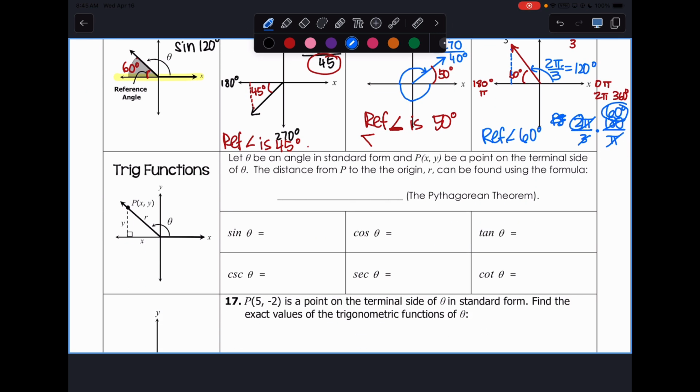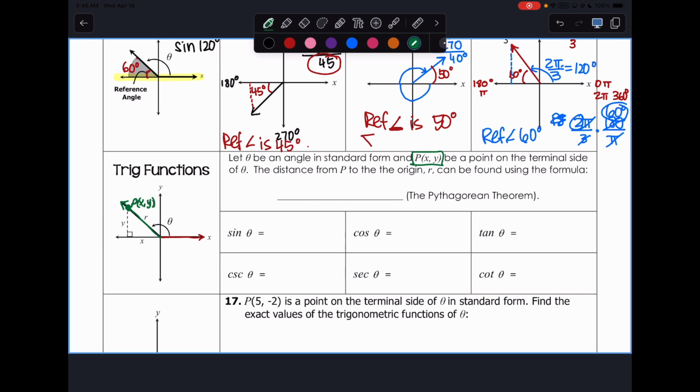Here we go. Trig functions. Let theta be an angle in standard form, and P, the point (x, y), be a point on the terminal side of theta. Okay? So if it's a point on the terminal side, this is what it's saying. This is the initial side, right? This is the initial. The terminal side is this one, where the angle ends. So this P is going to be represented just like all of our points on coordinate planes. X first, then the y value. Agreed? You read the x and then you read the y to find the point. X, y.